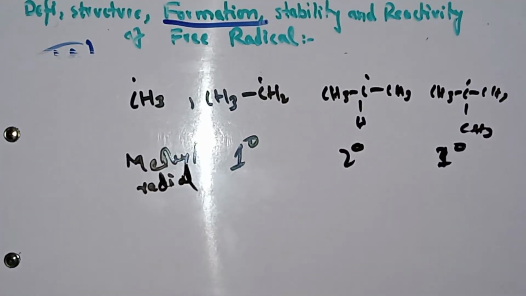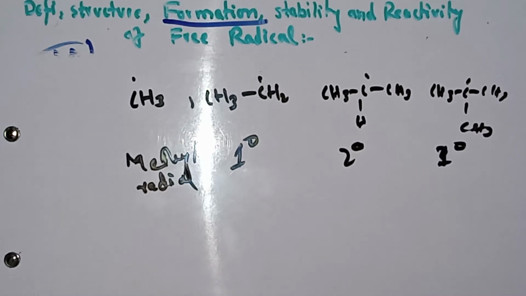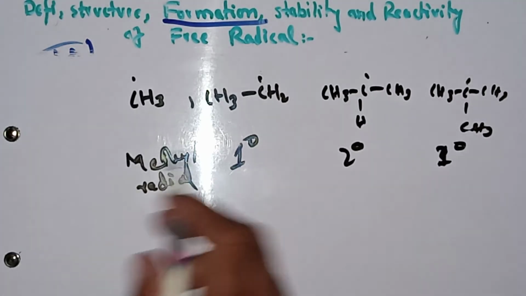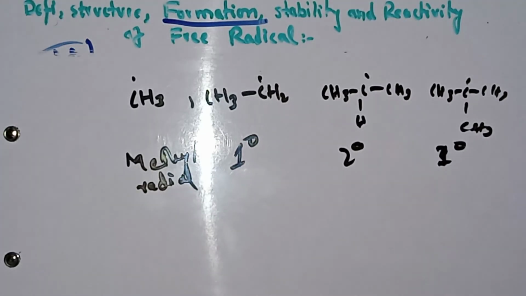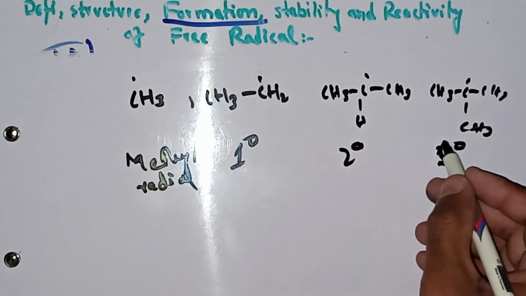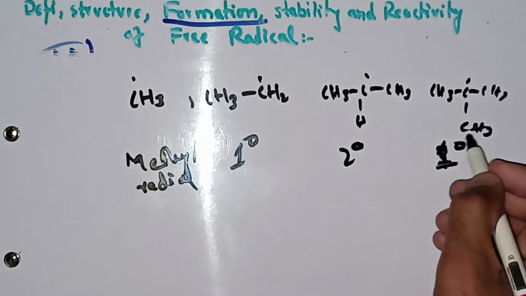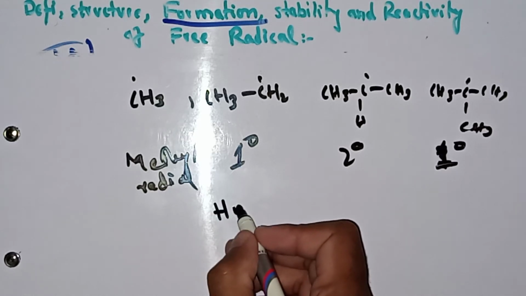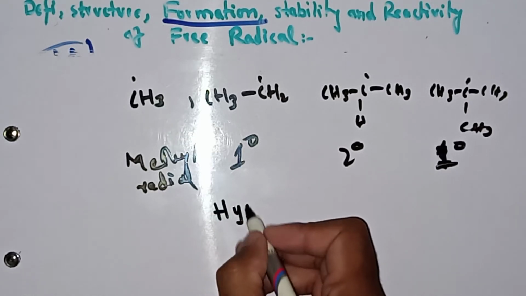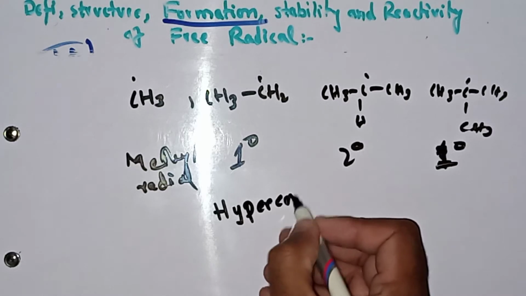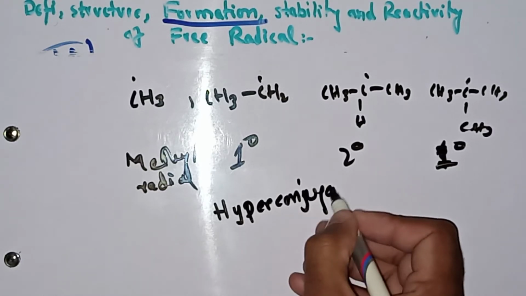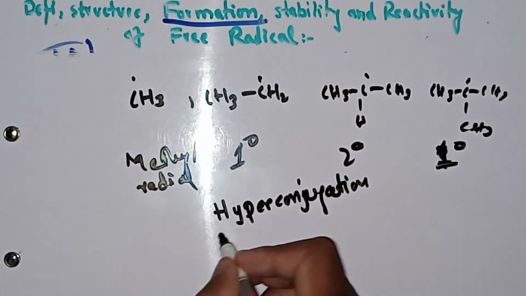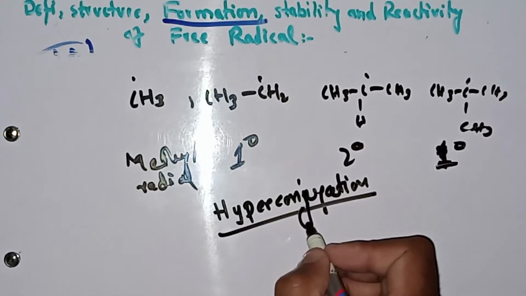What will be the stability and reactivity order in this compound? Okay, let's start. Are you ready? Okay, this is one diagram. Here, one phenomenon is involved, which is called hyperconjugation. I will take another lecture on what is meant by hyperconjugation.